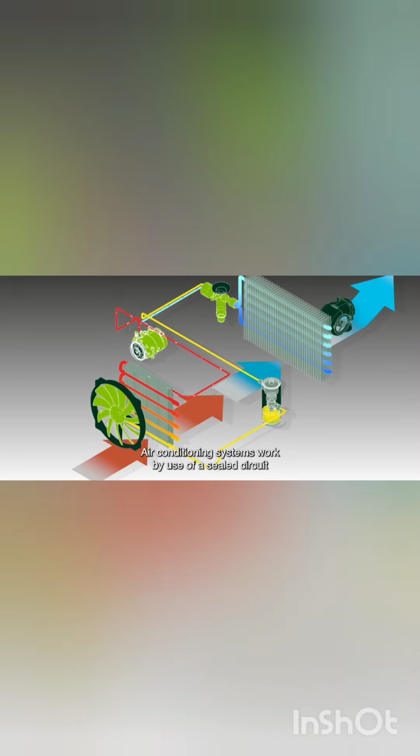Air conditioning systems work by use of a sealed circuit that regulates the pressure at different locations within the circuit to facilitate a refrigerant state change. It's this state change that either assists the removal of heat from the cabin or the expelling of heat to the external environment. The refrigerant circuit is split into 4 phases.